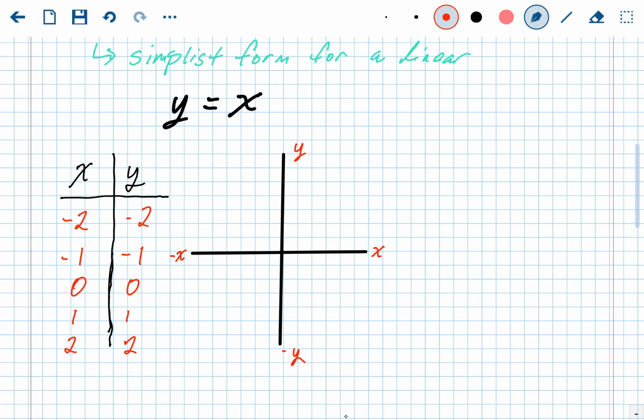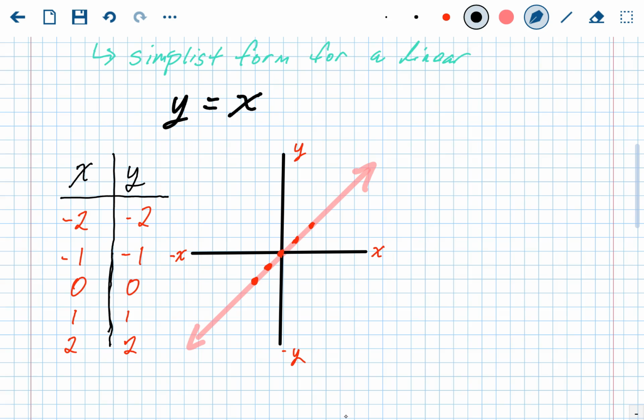So -2, -2, you go left 2, down 2. Left 1, down 1 for -1, -1, because each of these x, y's are ordered pairs. 0, 0 is the origin, then 1, 1, and 2, 2. And we connect those dots. I call this the main diagonal. It goes through the origin, and each of the ordered pairs match. So we just graph the line through the main diagonal, and that's the graph of your linear parent function, y equals x. All of our linear functions are going to look like that.